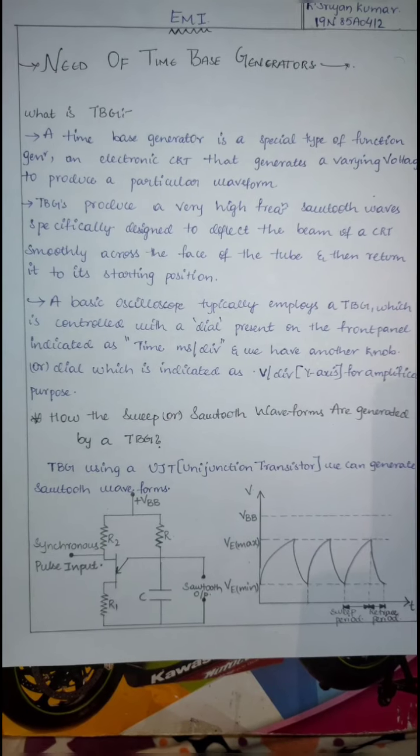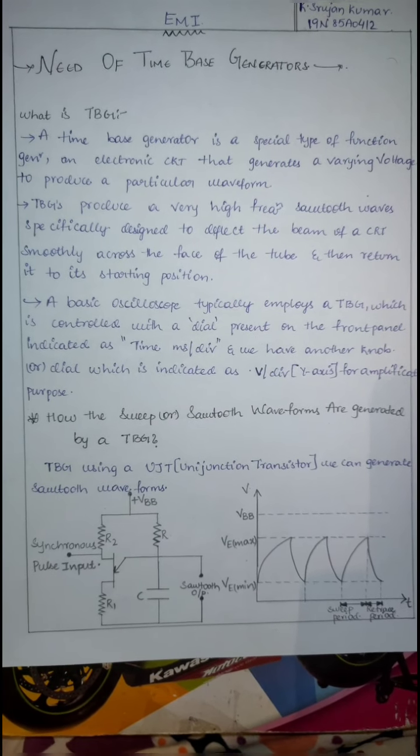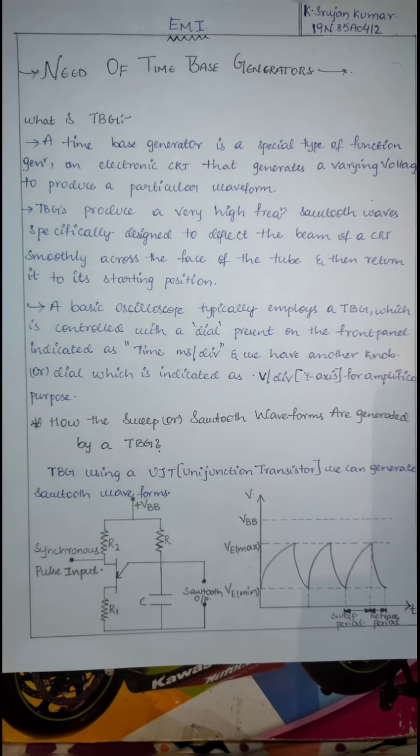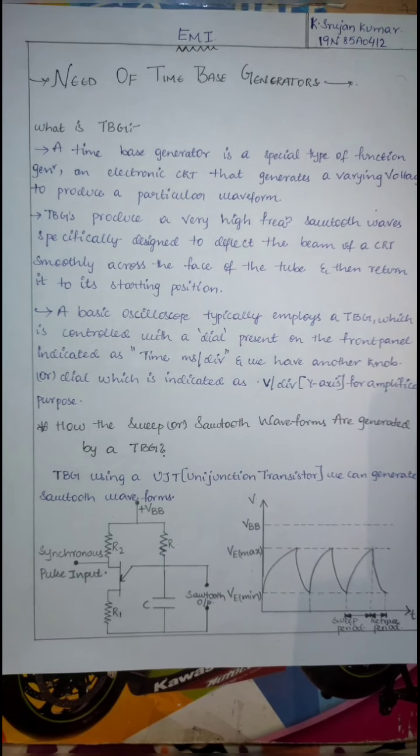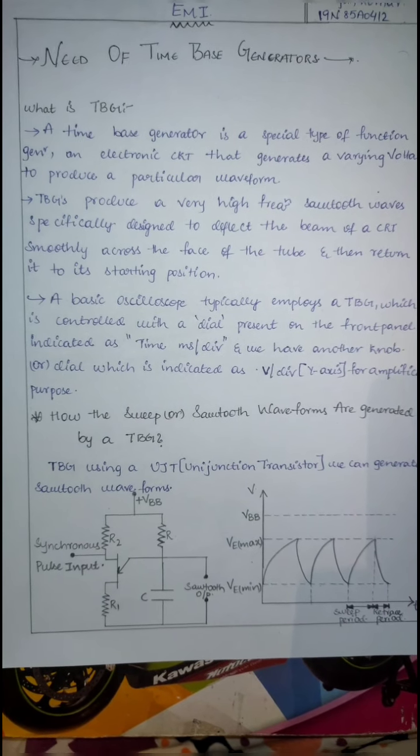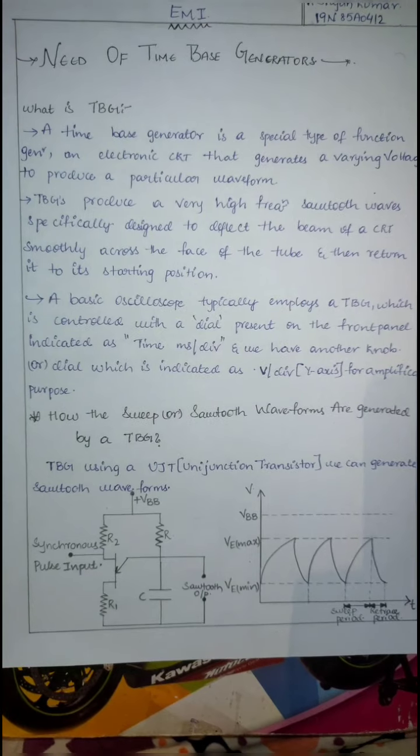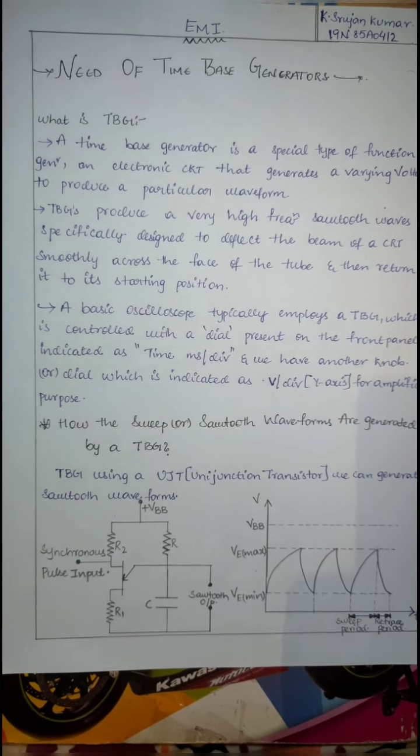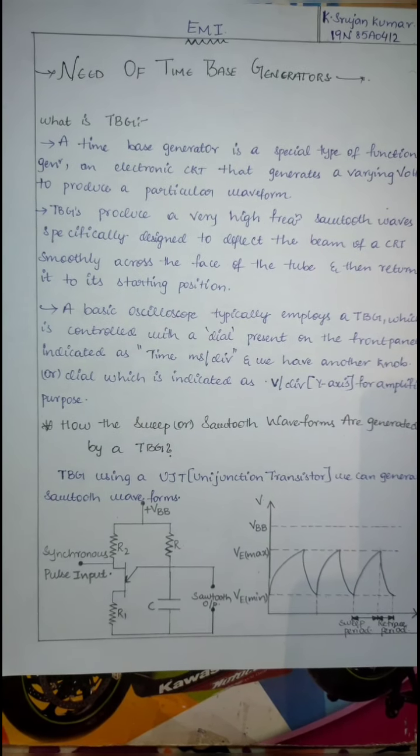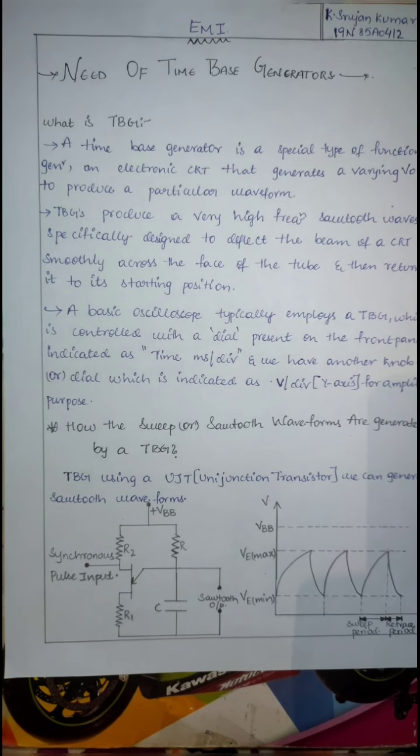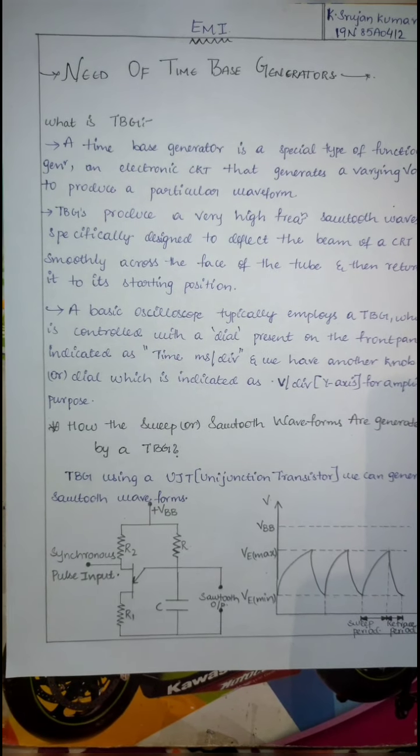The applications of this: it is used in older televisions which use a CRT tube as a screen, and also it is used in radar to detect incoming signals by measuring their time of arrival and the time interval between them.